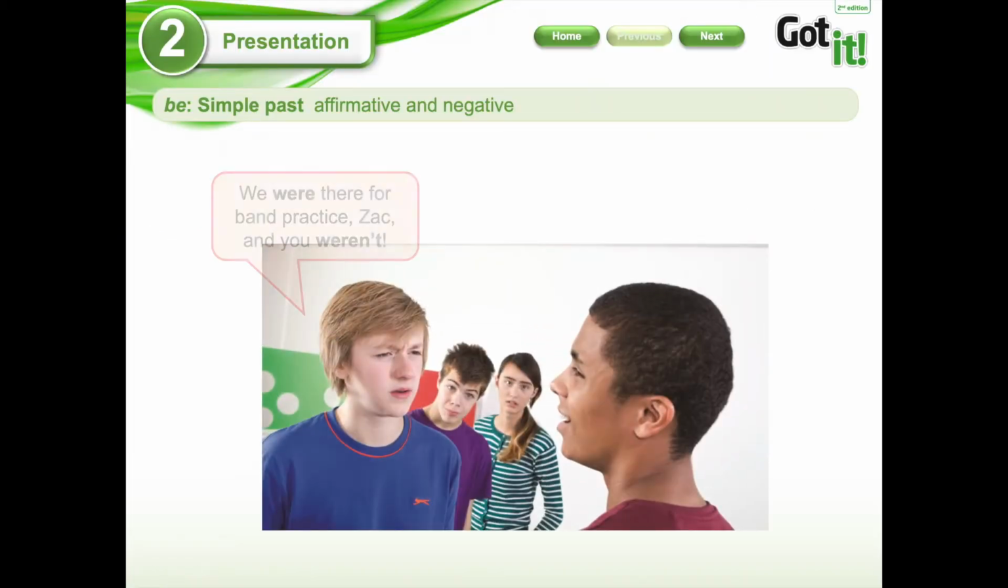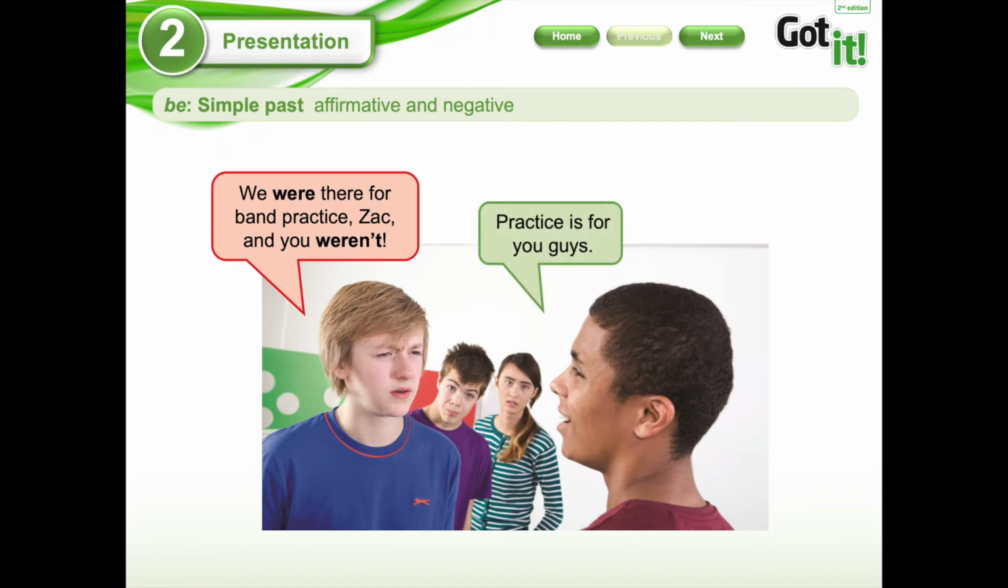As you can see here we have a photograph, okay, and we have two bubbles or two dialogues. We were there for band practice, Zach, and you weren't. And the other boy is telling practice is for you guys. So today we're going to focus on these two words that are involved. Here we have the word were and weren't, okay? That is the representative form of a past simple tense.